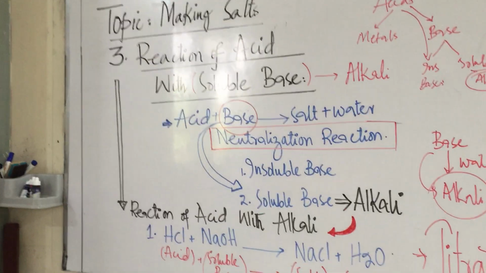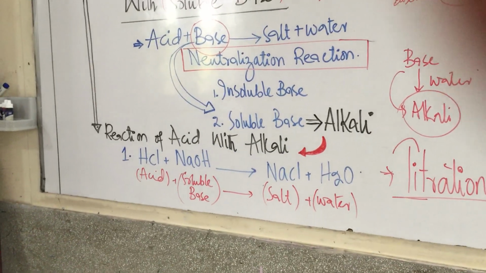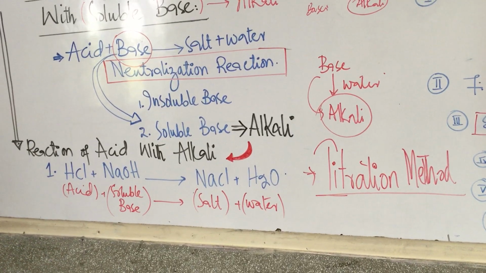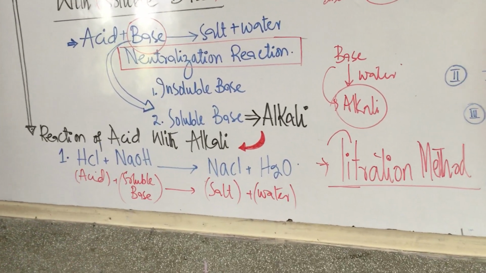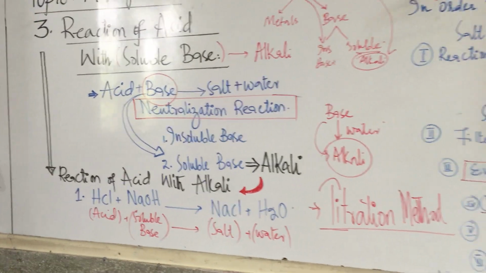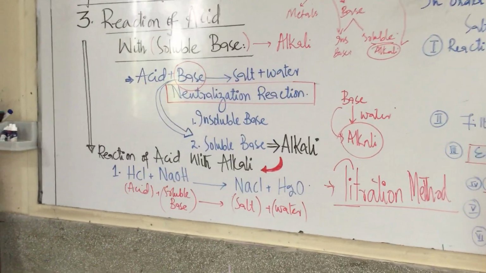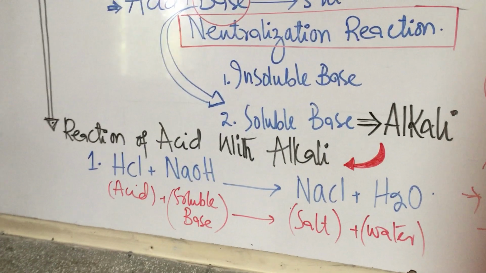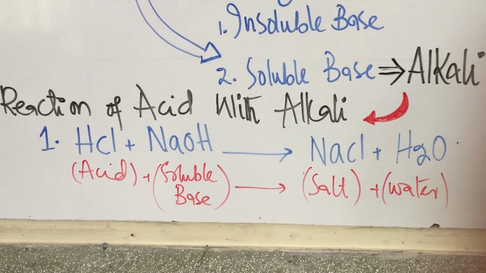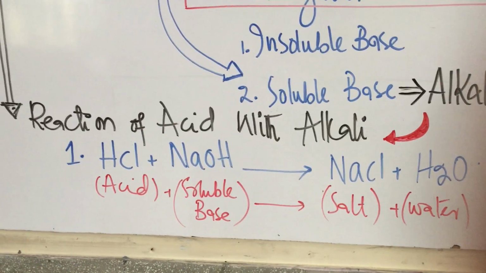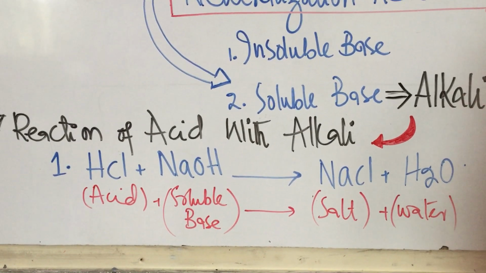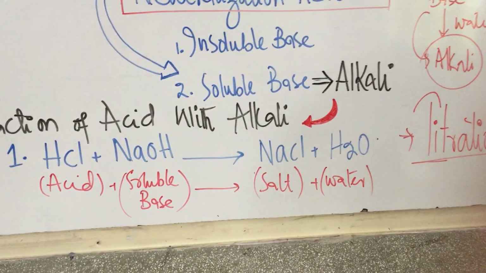But in this kind of reaction, you have to rely on the titration method. Now what is the titration method? I will be explaining it in another class. So girls, this was all for today, and you can have many types of reactions for type 3. Just take any soluble base, that is potassium hydroxide, and react it with an acid. You can take any acid, H2SO4, and you will be able to get your salt and water.